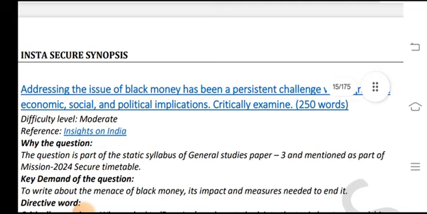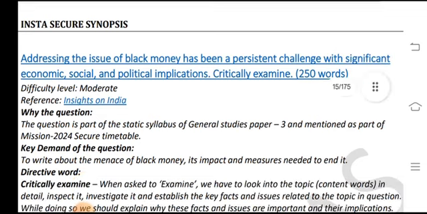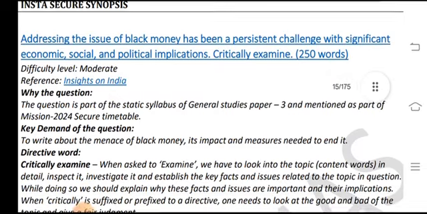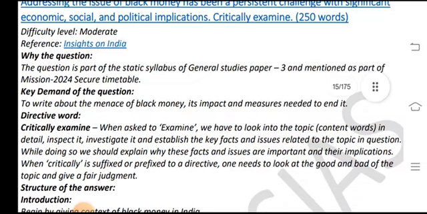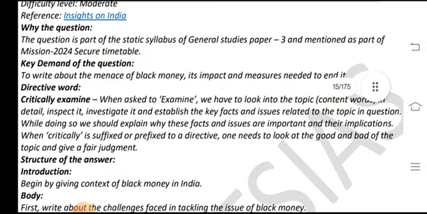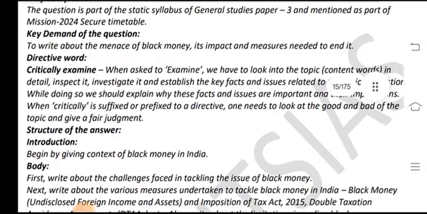Addressing the issue of black money has been another persistent challenge with significant economic, social, and political implications. The question is of difficulty level moderate, and it refers to India's black money problem. The question is a part of the strategic syllabus, the syllabus of General Studies Paper 3, and is mentioned as part of the Mission 2024 secure timetable. The key demand of the question is to write about the black money: its impact and the measures needed to end it.